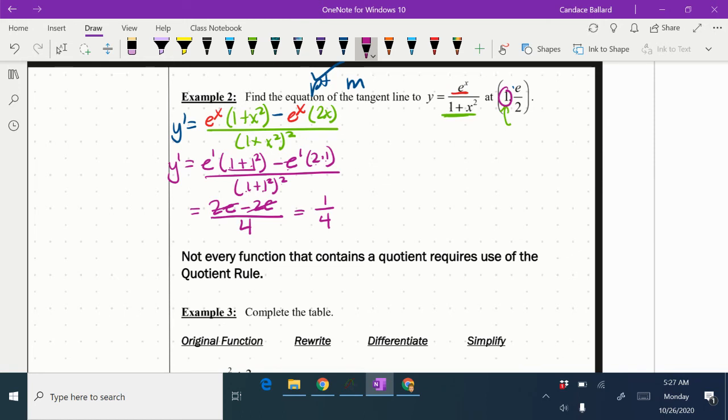And then, oh no, I take that back. It's not 1 on the top, it's 0 on the top. So it's 0 over 4, which is a 0 slope.